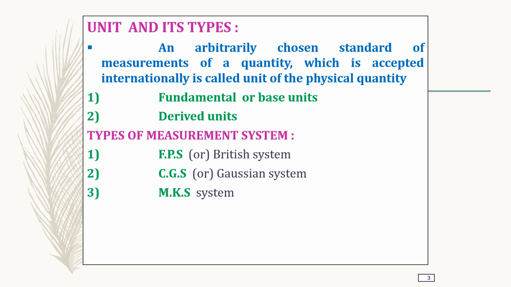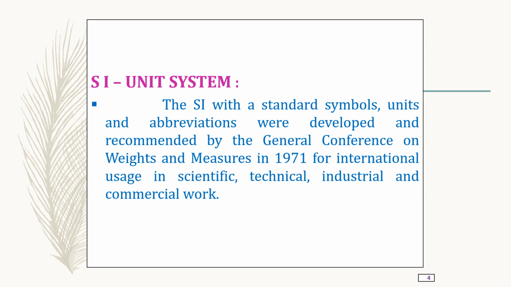And the third one is the MKS system. It is based on meter, kilogram and second as the three basic units for measuring length, mass and time. Next we are going to see the SI system. The SI, with the standard symbols, units and abbreviations, was developed and recommended by the General Conference on Weights and Measures in 1971 for international usage in scientific, technical, industrial and commercial work.